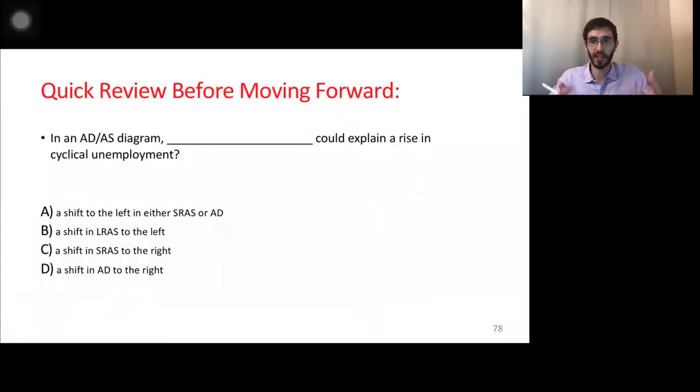So let's put it all together and interpret that. How can I put those concepts together in a question that really points out whether you're understanding what we're talking about so far? Okay. So, an aggregate demand and aggregate supply diagram, the graphs that we saw so far of the aggregate demand and aggregate supply model. Blank could explain a rise in cyclical unemployment. So which one of the following scenarios, A, B, C, or D, can explain the rise in cyclical unemployment based on what we talked about so far?